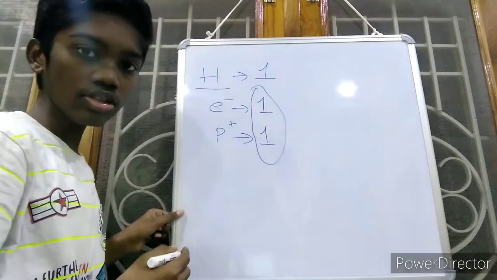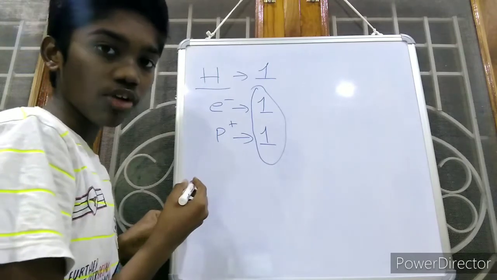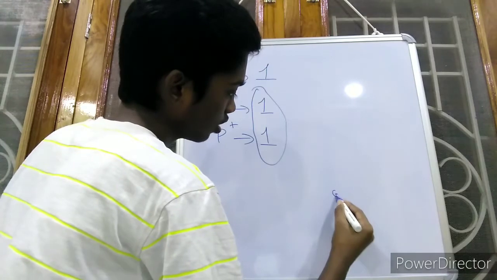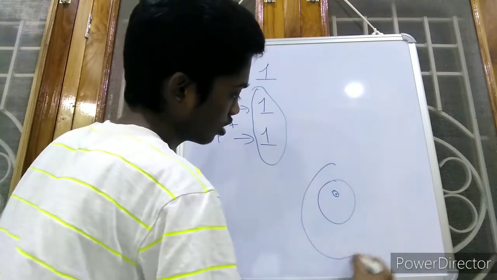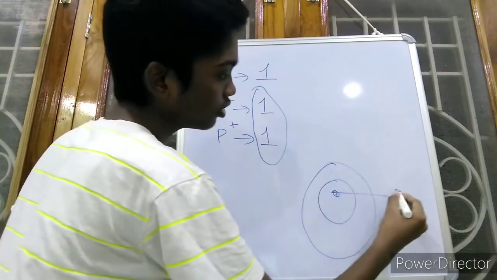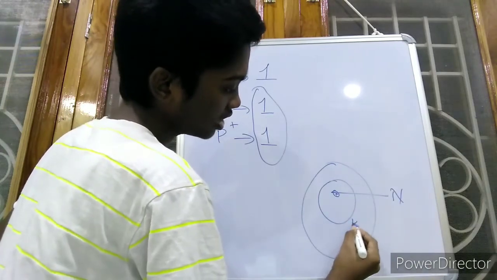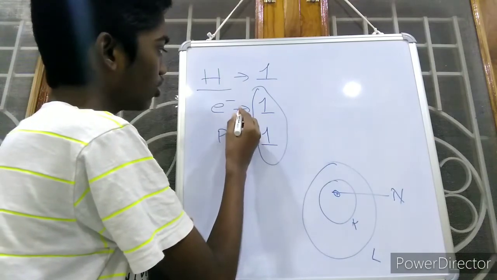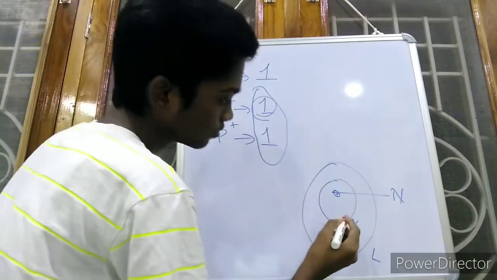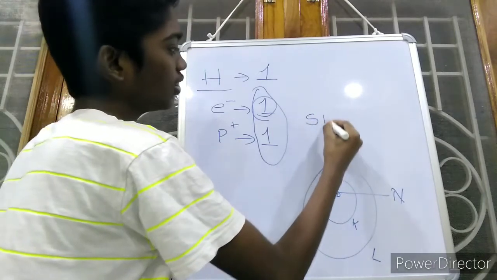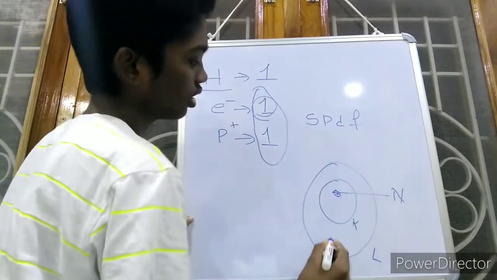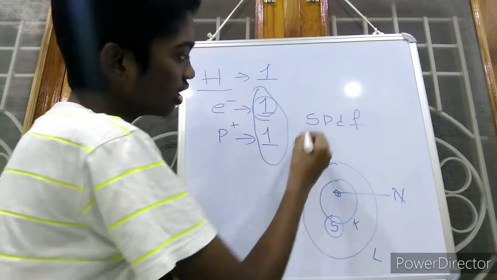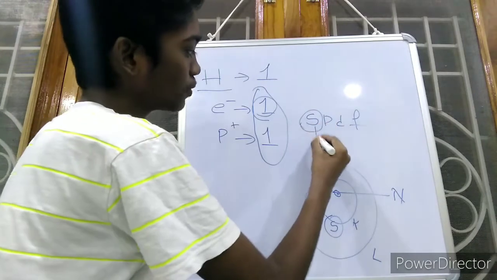So if they ask you to write the electronic configuration of the hydrogen element, this is the atom, this is the nucleus, this is the K shell, this is the L shell. The number of electrons present in hydrogen is 1. We know that there are 4 subshells: S, P, D and F. Here there is a subshell S. We know that the capacity of holding electrons for subshell S is 2.